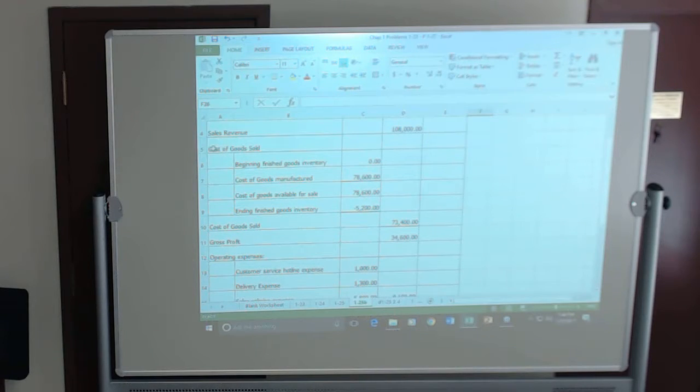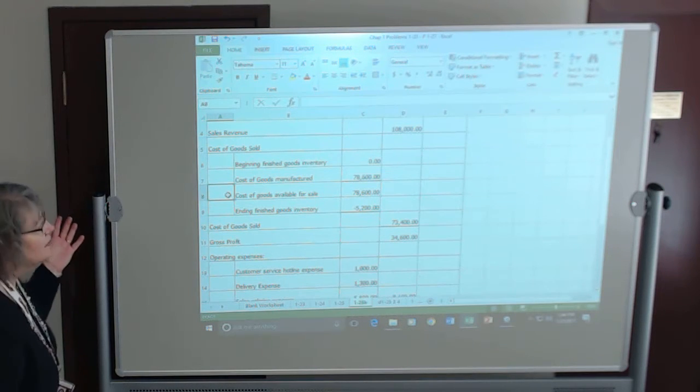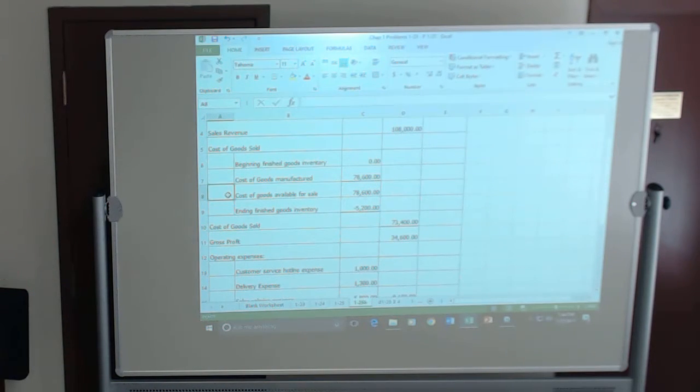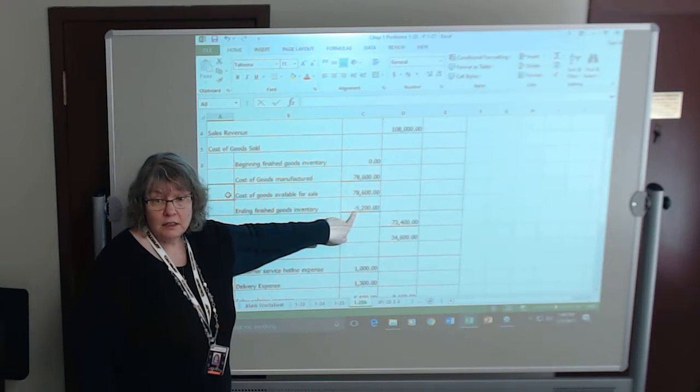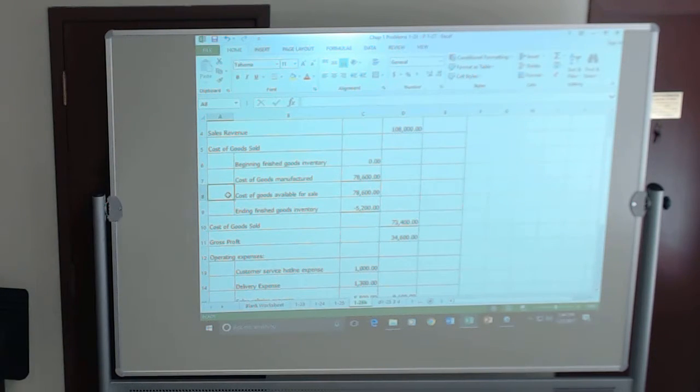Here again we have cost of goods. We have beginning cost of goods plus the cost of goods manufactured. And that gives us cost of goods available for sale. These are completely finished. We can sell $78,600 worth of goods. They're done. They're on the shelf. They're ready to be packaged and shipped out. But this was available for sale, and this is what's still in inventory at the end of the year, the $5,200. Did I lose anybody there?